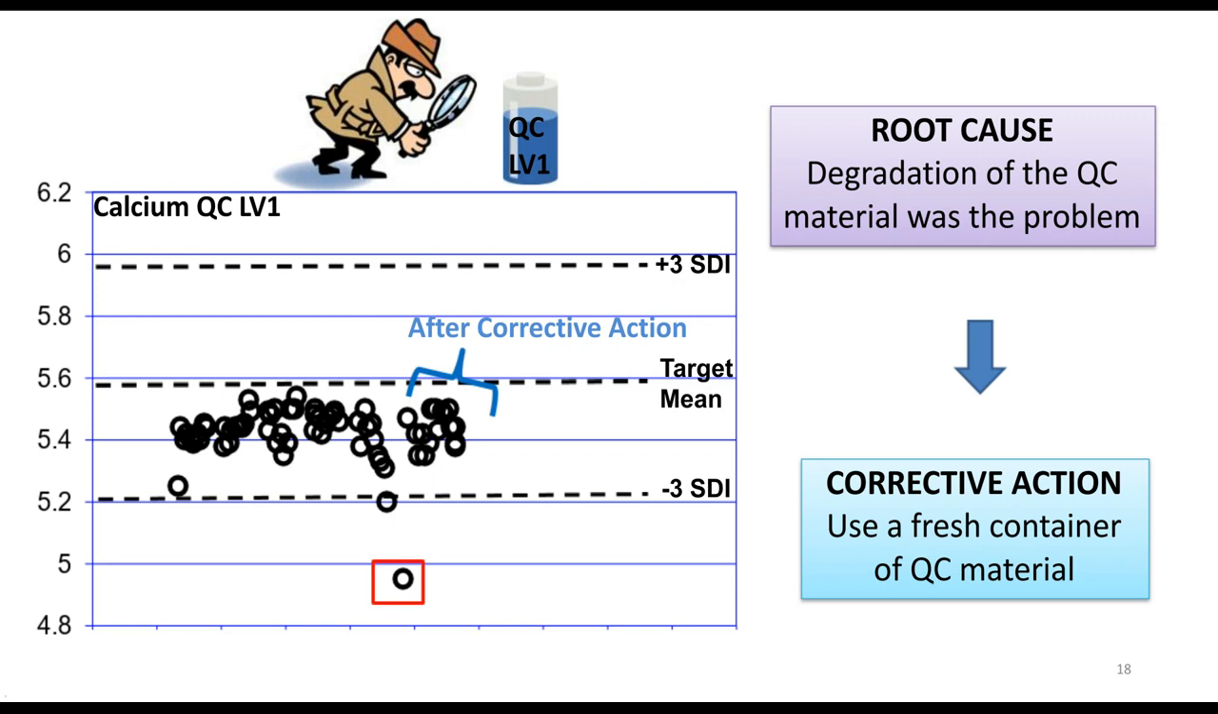In this case, degradation of this QC material was the root cause of the problem. When a fresh vial of QC material was analyzed, the value was acceptable, and the repeat value was not near an acceptance limit, and there were no further issues. So the short-term corrective action was to use a fresh container of the QC material.